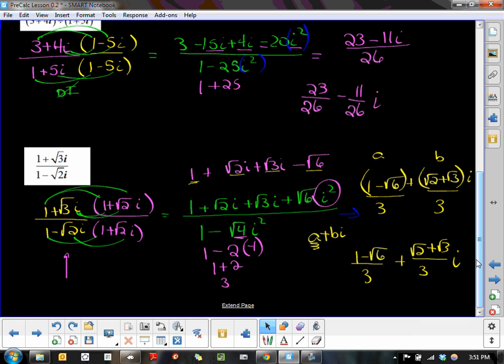Okay, so it can get a little bit more complex, but your procedure is still the same. Multiply by your conjugate.